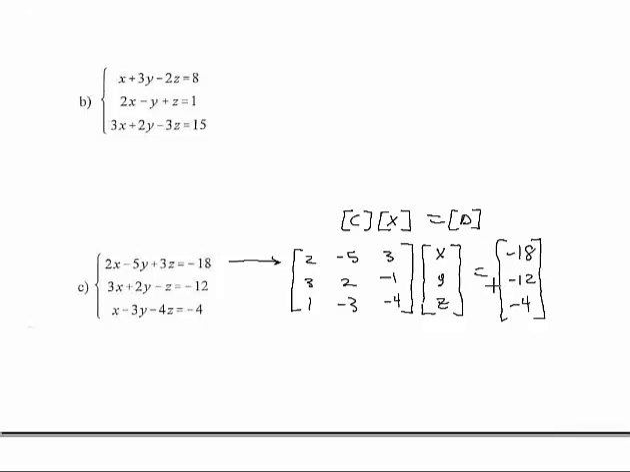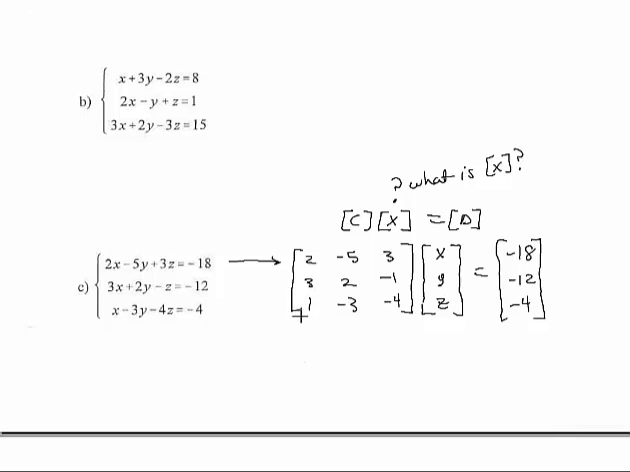Okay, what's the solution to this matrix equation? What is X? And now X is a matrix. Okay, X is going to give us a column matrix with 3 rows. It's going to give us our X number, Y number, and Z number.